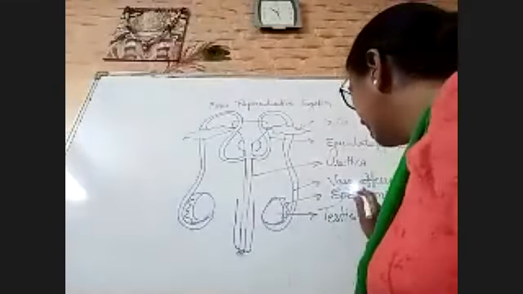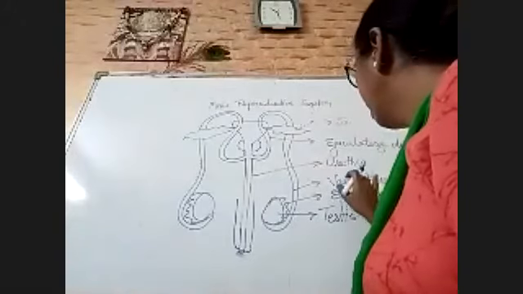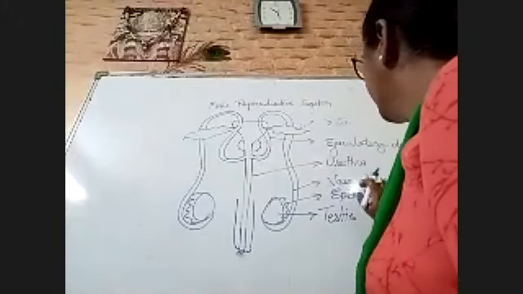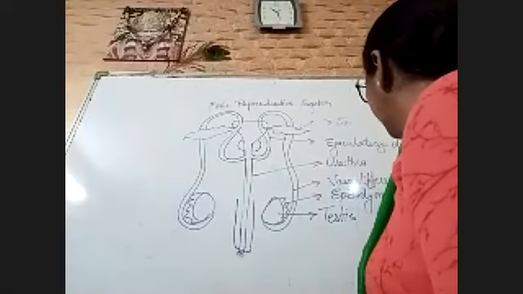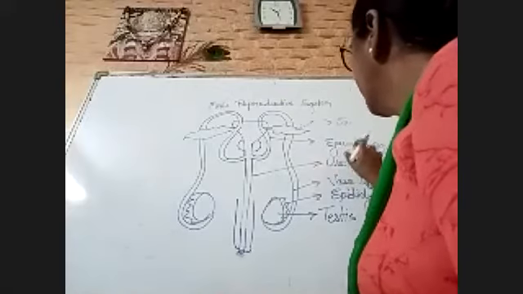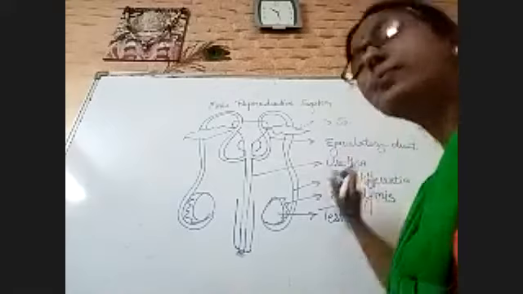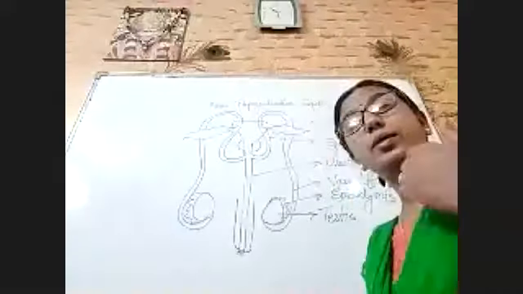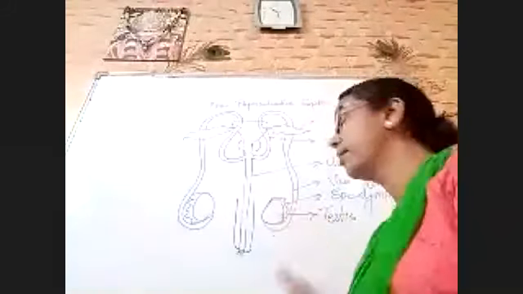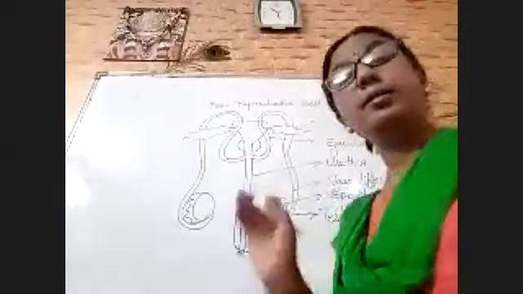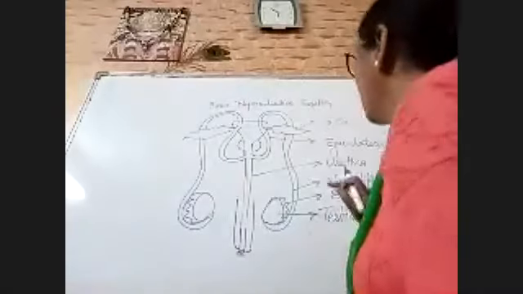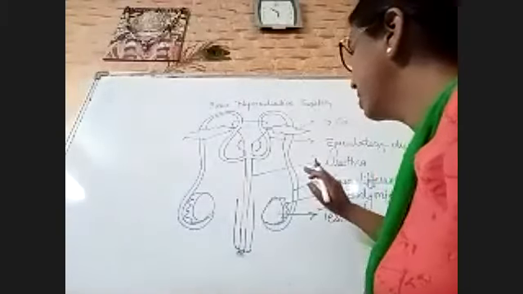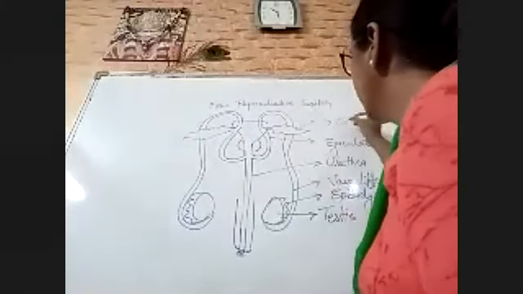The second part is the epididymis, then vas deferens, then ejaculatory duct and urethra. These are the 4 parts which we can see in this diagram. After that, the third part is the accessory glands. There are 3 accessory glands present in the male reproductive system.